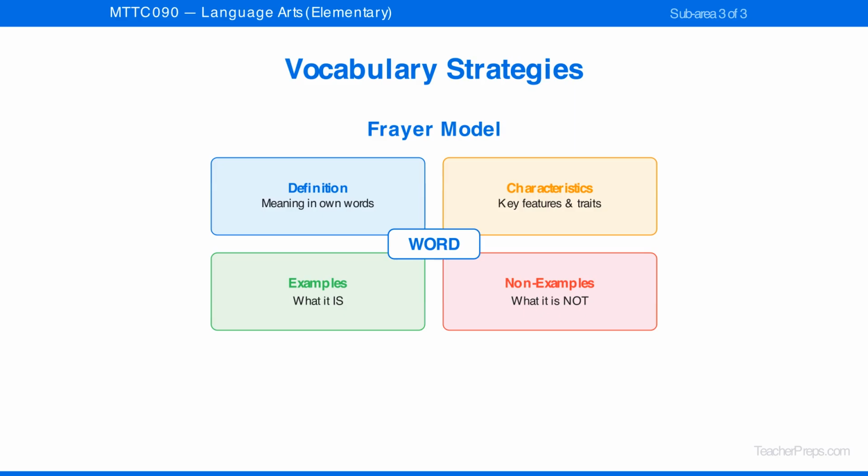The Frayer model is particularly powerful because it forces students to think about what a word means and what it does not mean. Morphemic analysis teaches students to use prefixes, suffixes, and root words to unlock the meaning of unfamiliar words. Knowing that the prefix re means again helps students decode dozens of words. Rewrite, reread, rebuild, rethink, reconsider.